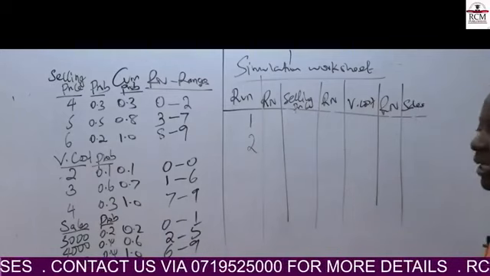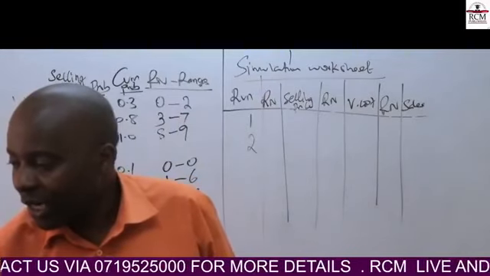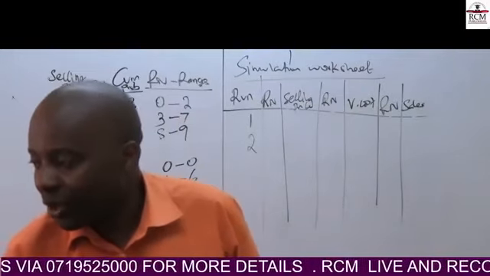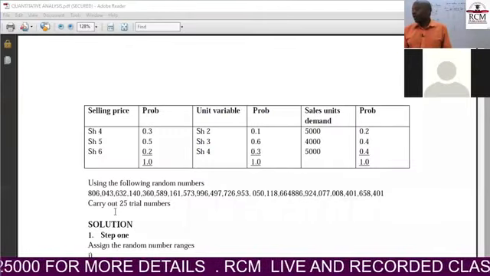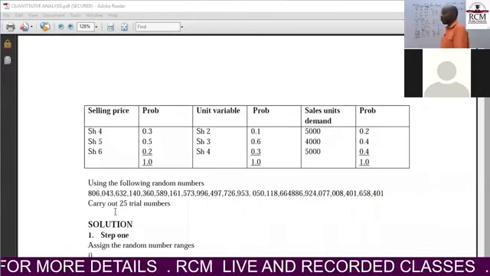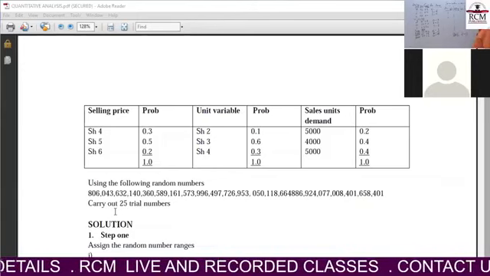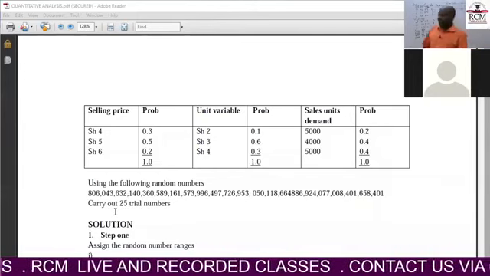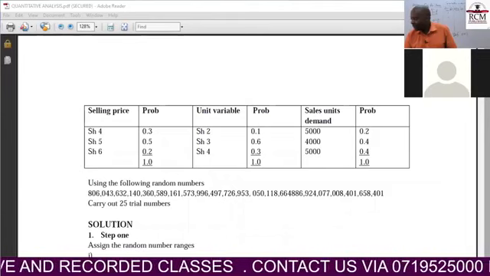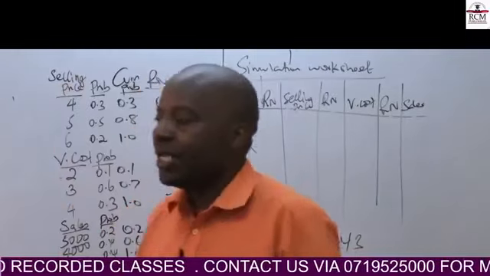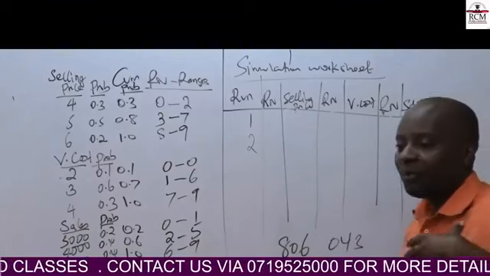So now these guys are great people. They have given me an easy question. They've given me the random numbers. Like the first one, we have 806, 043. Now 806 and 043, I'm pretty much aware that they have given this to me in the form of three digits. So they've given me blocks of 3.